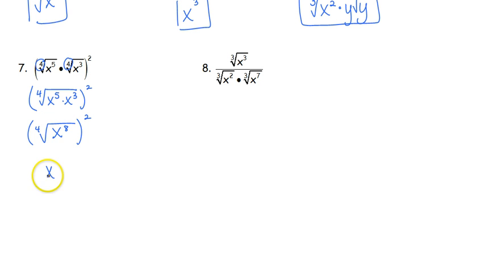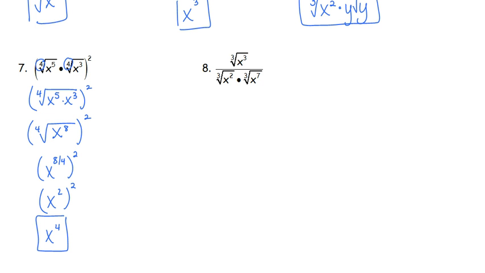What I would do, again, sometimes it's not as easy to deal with it in radical form. I'm going to change that into a fractional exponent. And we know that 8 divided by 4, well, that's just 2. So that's x squared, all squared. And it simplifies really nicely to just x to the 4th power.